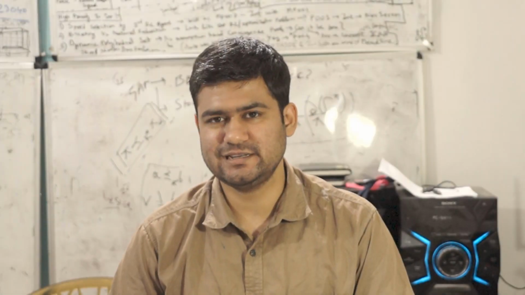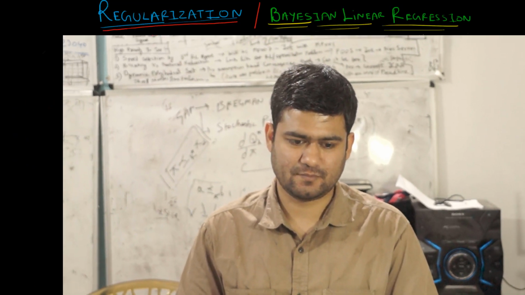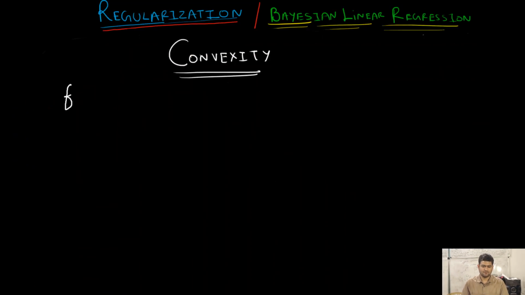So let's begin with understanding the convex functions. Let's assume that there's a function f which is a mapping from an n-dimensional real vector to a real scalar. So this function f is convex if and only if, number one, its domain, the domain of the function f, is a convex set.